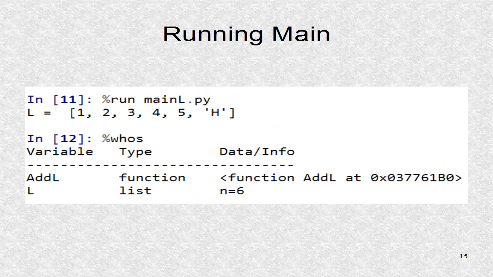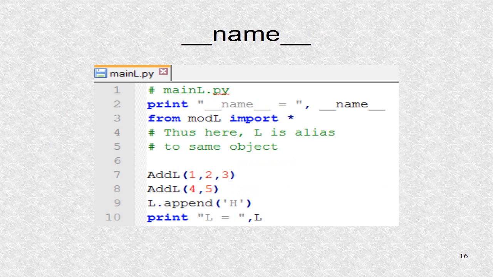15. Now the main program is run. We can inquire what are the variables in the namespace. 16. There is an internal variable __name__, which returns the calling program. The program is modified to print this variable.